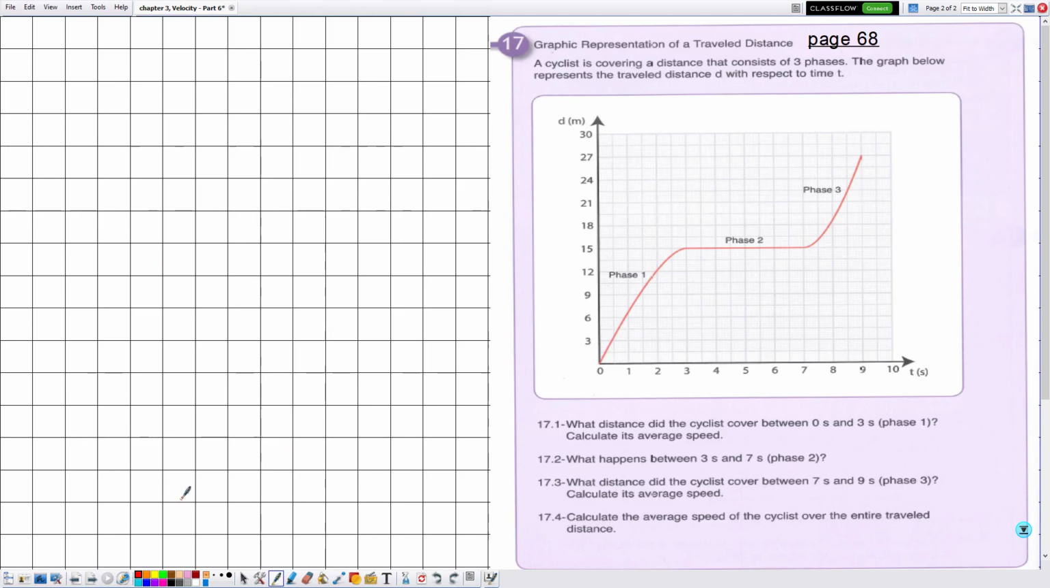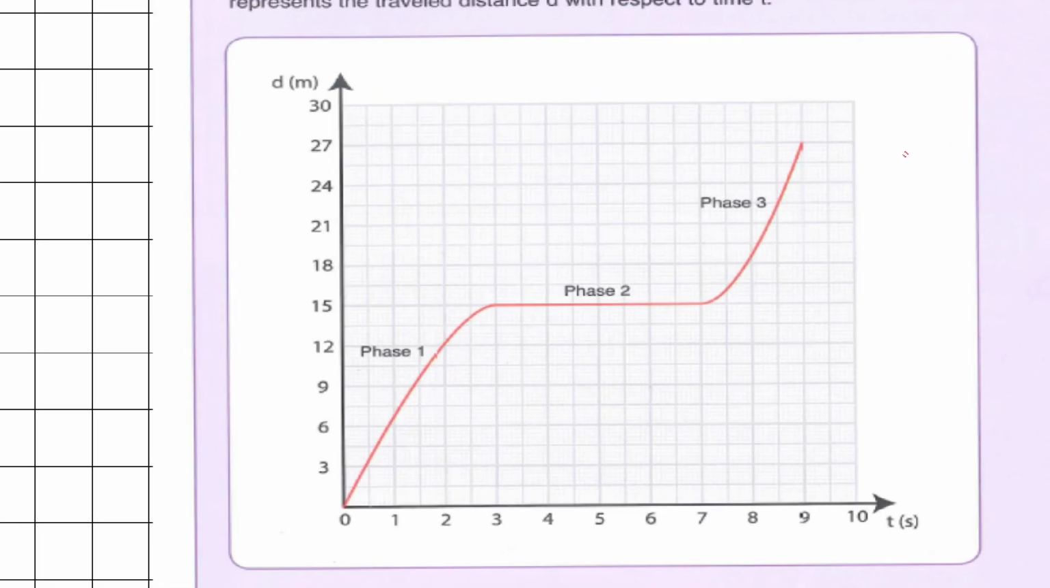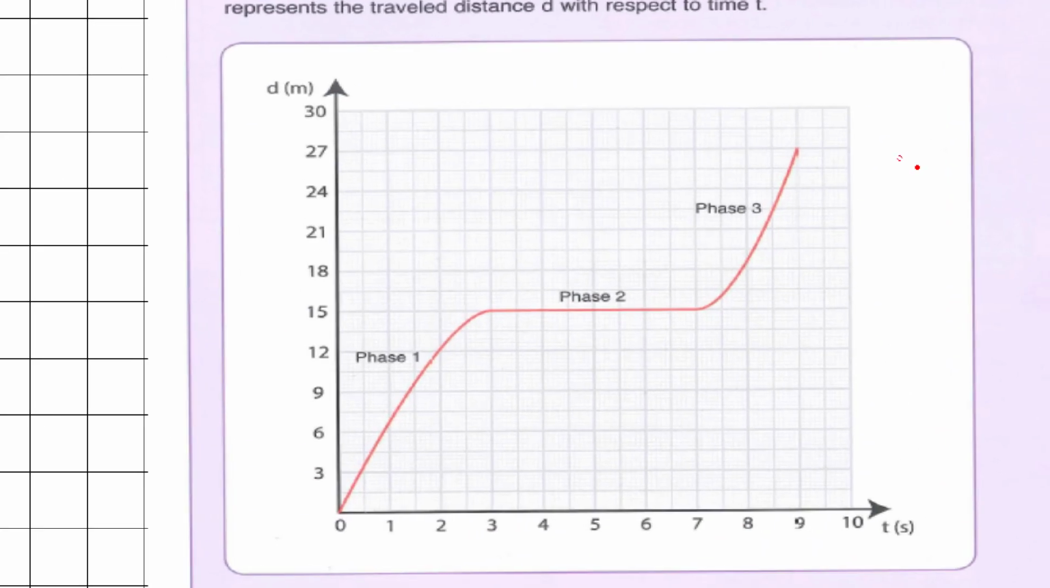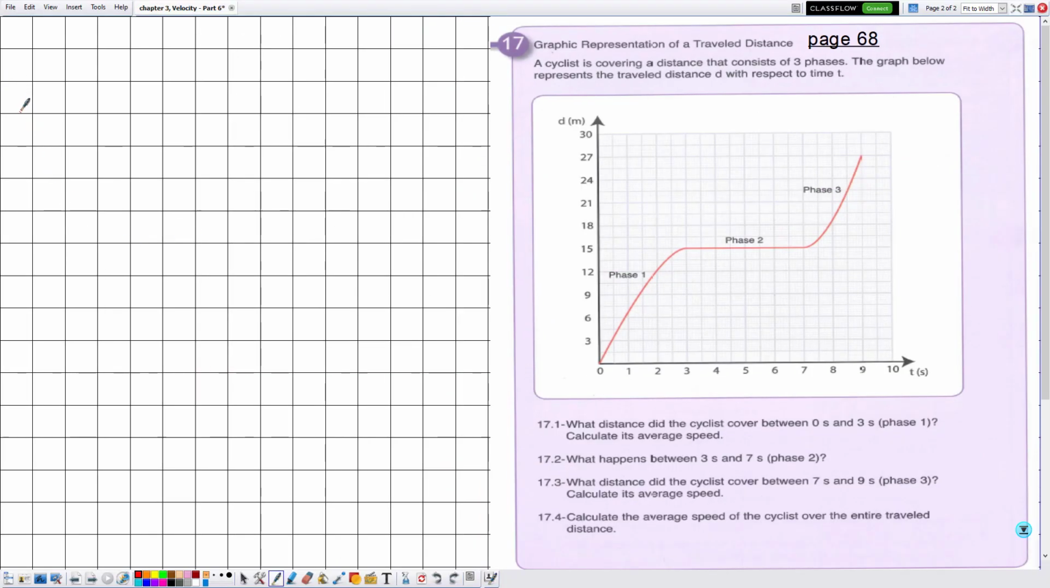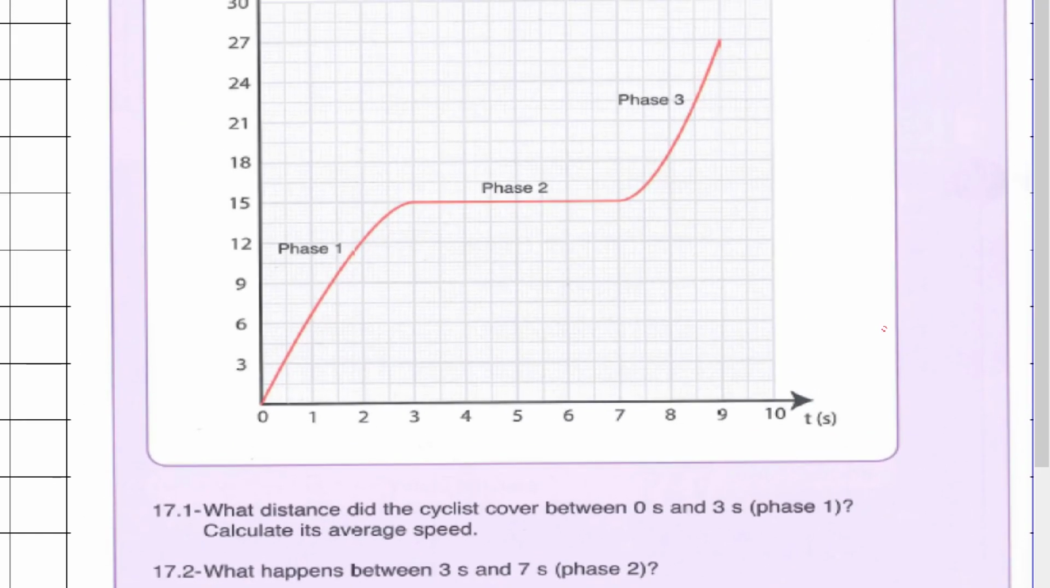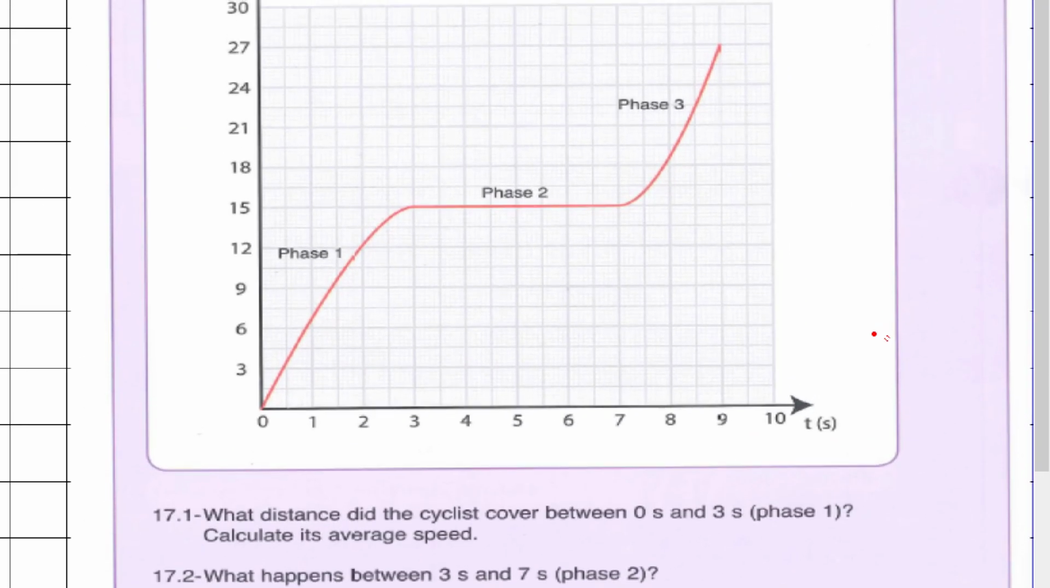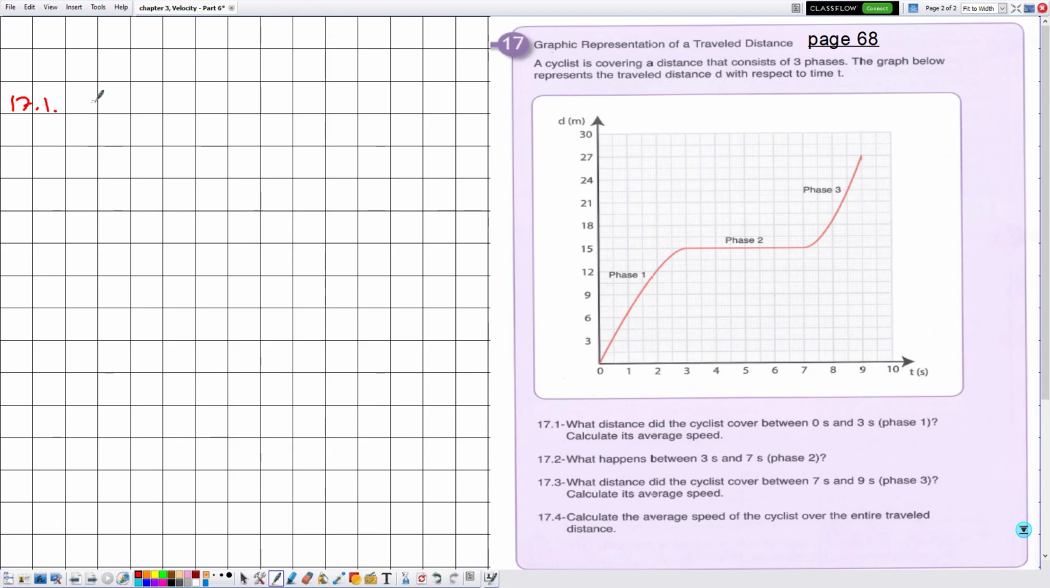Now as for exercise number 17, a graphic representation of a travel distance. So a cyclist is covering a distance that consists of 3 phases. The graph below represents the travel distance d with respect to time t. So this graph shows the variation of d with respect to time. We have 3 phases, phase 1, phase 2, and phase 3. Let's start with 17.1. They are asking me what distance the cyclist covered between 0 seconds and 3 seconds, phase 1.